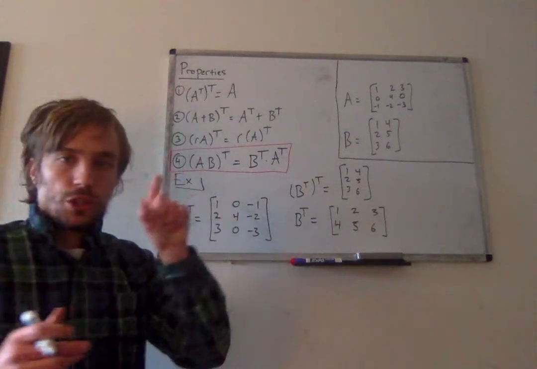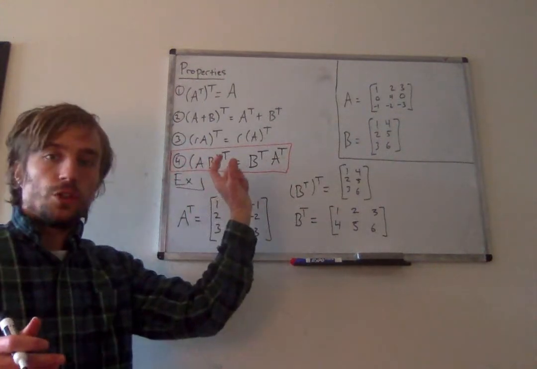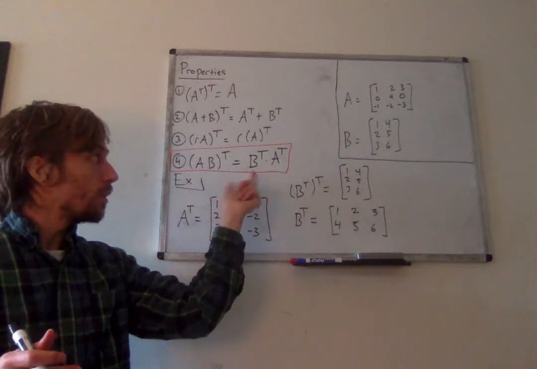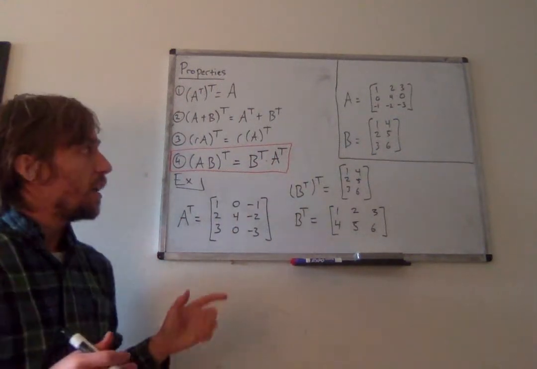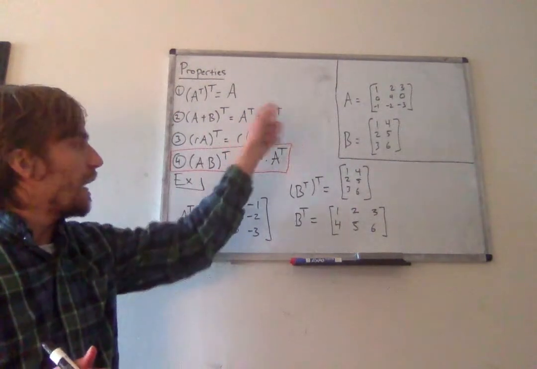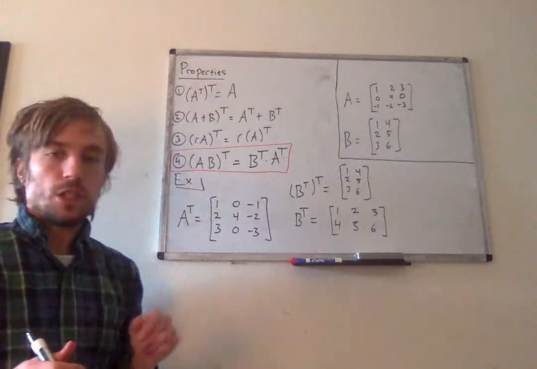So if you want to distribute the transpose through a product, what you have to do is flip the product around and take each of the individual transposes. So I want to end on an example where we calculate A times B, and then we calculate B transpose times A transpose.